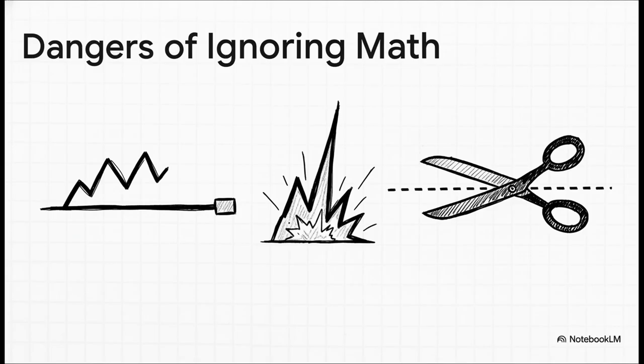Here are just a few of the devastating dangers of ignoring the math. First, if you use sigmoid activations and initialize your weights just a bit too large, your gradients will vanish. The signal literally just dies. Or, if you're using vanilla recurrent neural networks, the backward pass multiplies the exact same matrix over and over through time. If the largest eigenvalue is greater than 1, bam, your gradients violently explode to infinity.